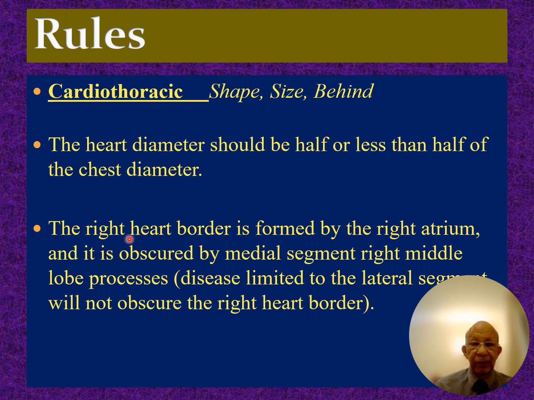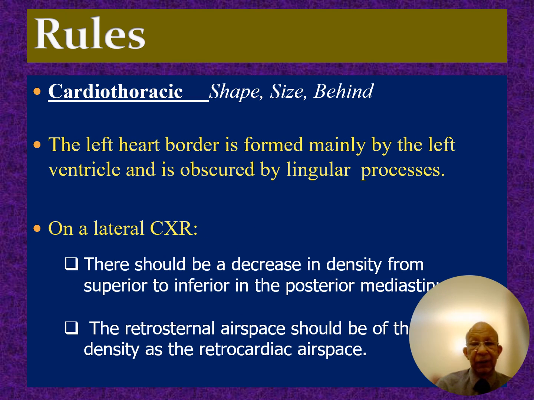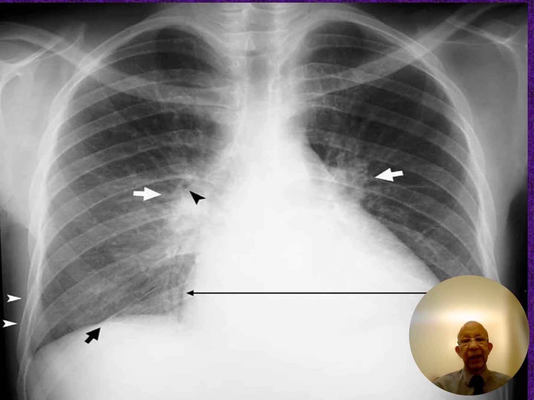Okay, so these are important rules to be aware of, right? And the left heart border is formed by the left ventricle. So if you have a lingular process, it will be obscured, right? If you look at a lateral X-ray as you're going down, you should be more black, decreasing in density from the superior to the inferior in the posterior mediastinum, and the retrospinal spaces should be of the same density as the retrocardiac airspace. Now let's look here.